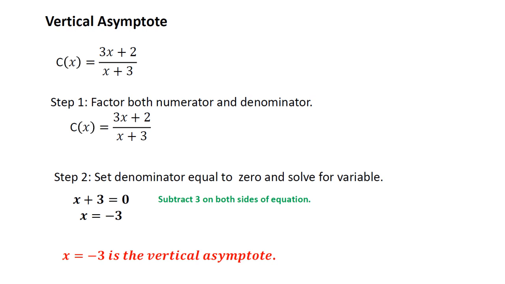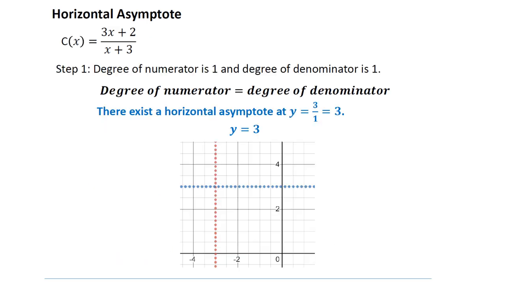Now for the vertical asymptotes, we want to check if we can factor. This is already factored. So we set the denominator equal to 0, and we get x equals -3 is going to be our vertical asymptote. Our horizontal asymptote: notice that the degree is 1, and the degree here is 1. So we're going to divide them, and we get 3 divided by 1 is 3. So my horizontal asymptote would be at y equals 3.